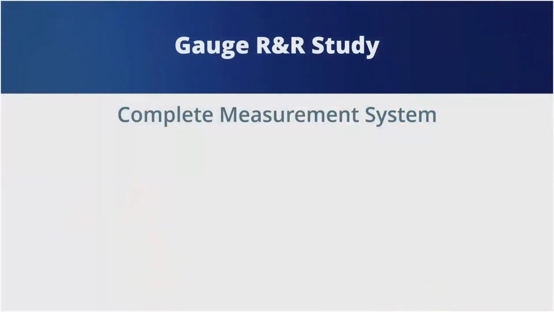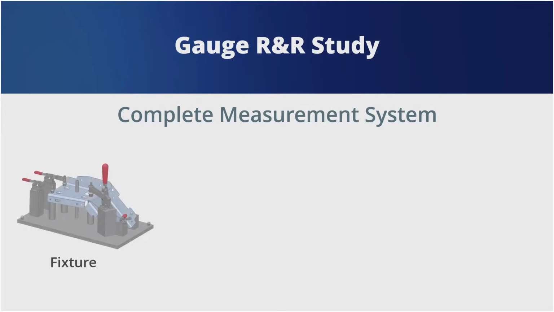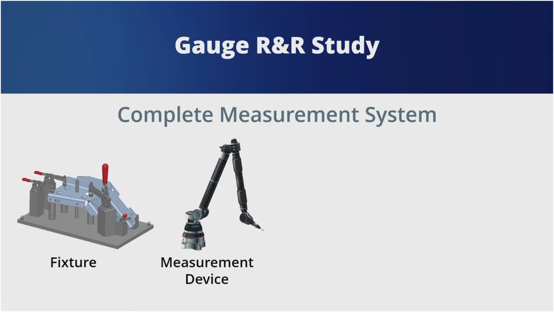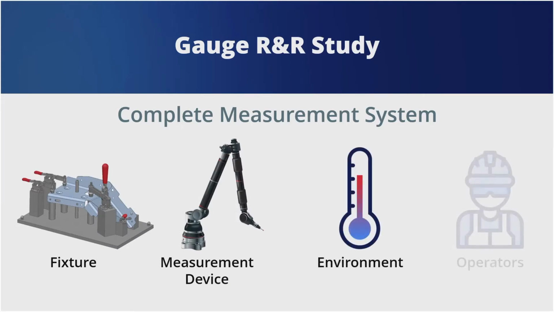What would be the next step? The next step would be to run a Gauge R&R study on the complete measurement system. The complete measurement system is the sum of the fixture, the measuring device, but also the environment and the operator.